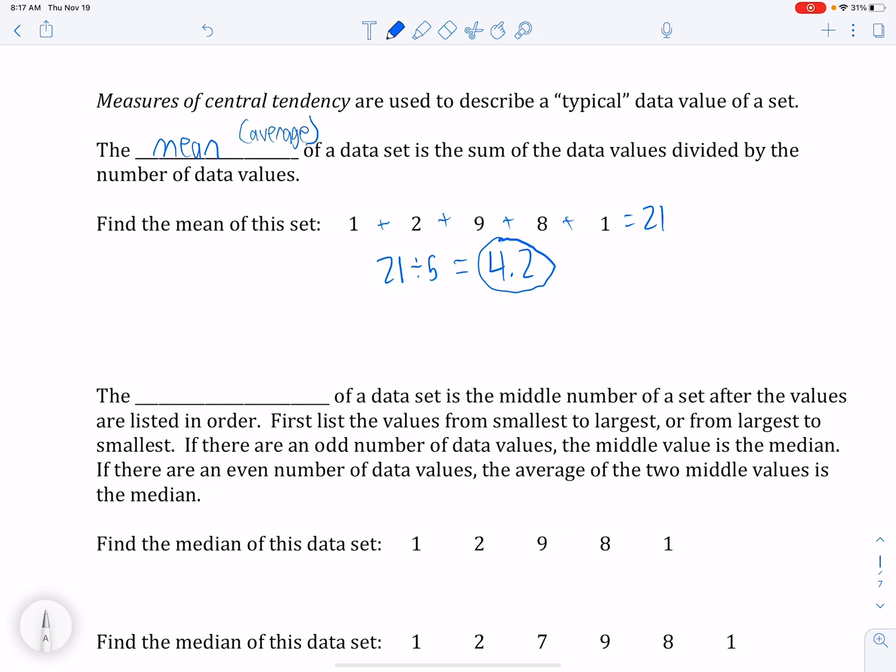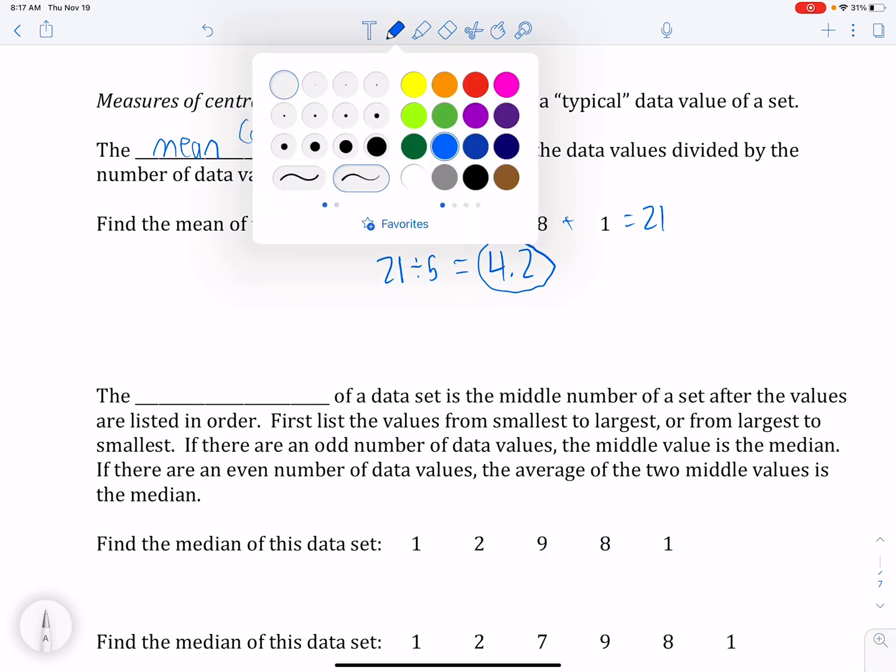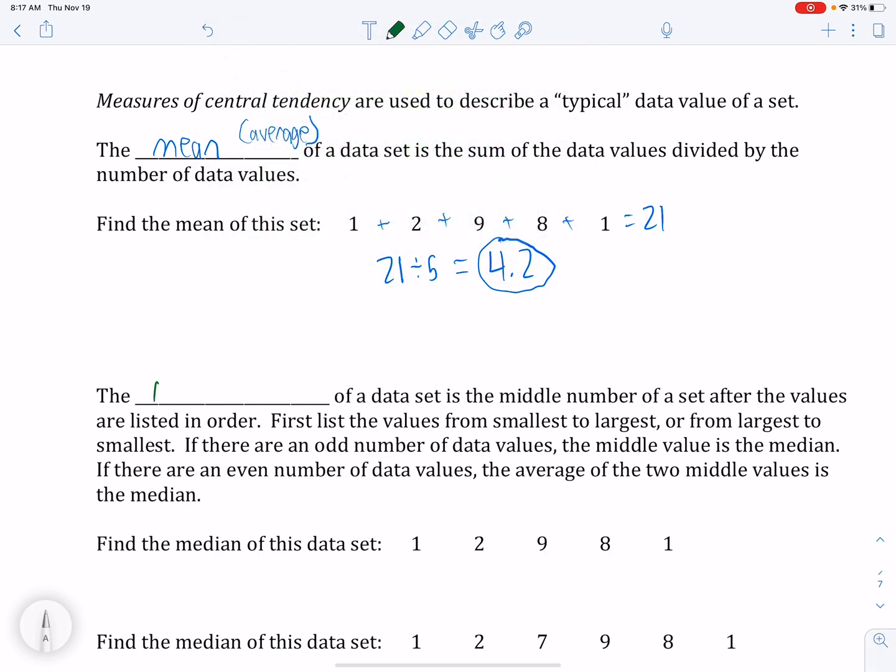The next one that is used a lot in statistical studies that I really want to make sure you understand is what's called the median. The median of a data set is the middle number of a set. You might hear the term median used when you're talking about a strip of land that goes down the middle of a road. That's the median of the road. Median is the middle. But here's something that's very important. It's the middle number after the values are listed in order.